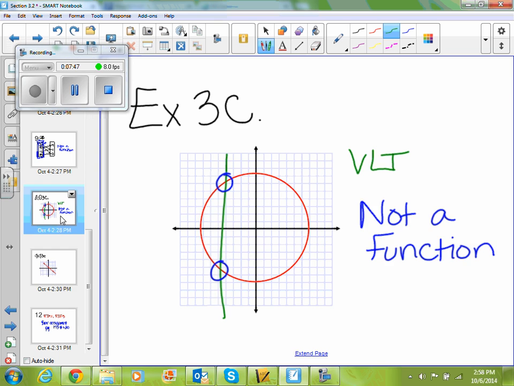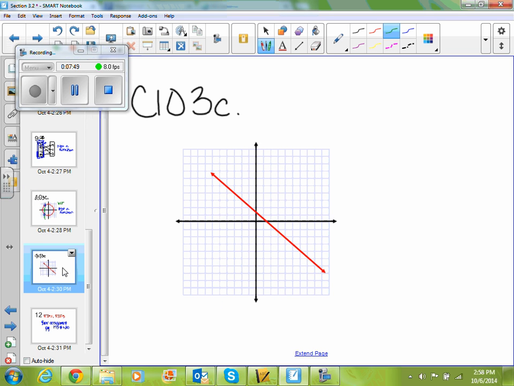Okay, so let's look at this line graph. I can draw a line anywhere, so I'm going to draw it way down here. Okay, how many times does it cross? Once. So is it a function or not a function? A function, because it only crosses once. If it only crosses once, it's a function. If it crosses more than once, it's not a function. Okay, and that's what you guys are going to quiz on Wednesday.